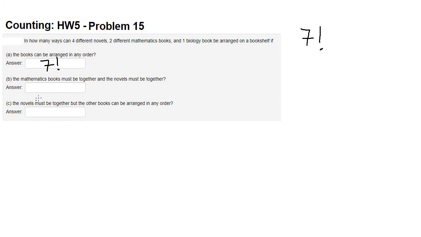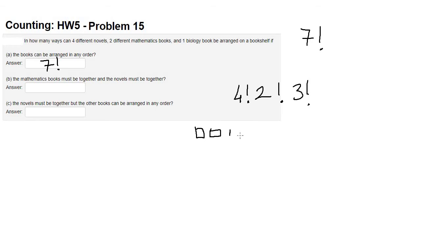Part B, the mathematics books must be together and the novels must be together. So we have 4 different novels that we can rearrange in 4 factorial different ways, and the math books in 2 factorial ways. And the biology book plus the bundle of math books and the bundle of novels makes 3 different kinds, times 3 factorial. You can think of it like this.